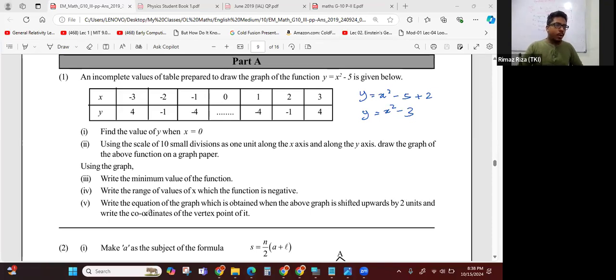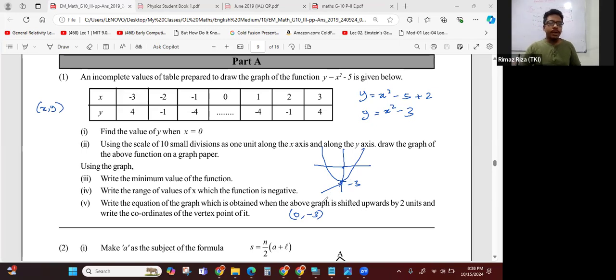Now write the coordinates of the vertex point of it. The vertex point means the minimum point. Since I moved upward by 2 units, the minimum point is minus 3. The vertex point is given as x comma y coordinates. Usually we write the coordinates as x value comma y value. The corresponding x value is 0, right? So 0 comma minus 3. The y value is minus 3. This is the vertex point, so it is 0 comma minus 3.